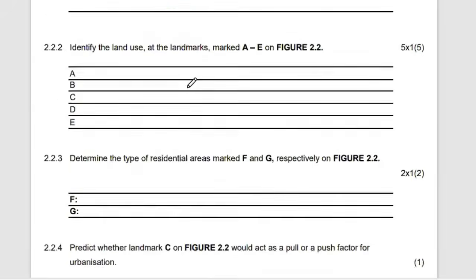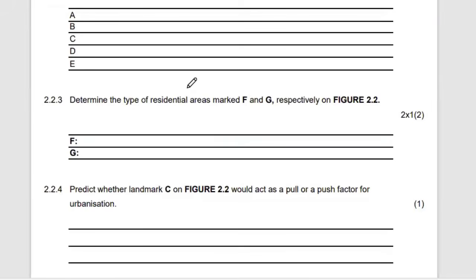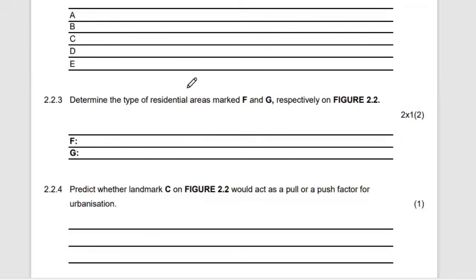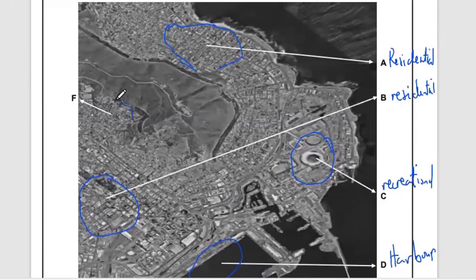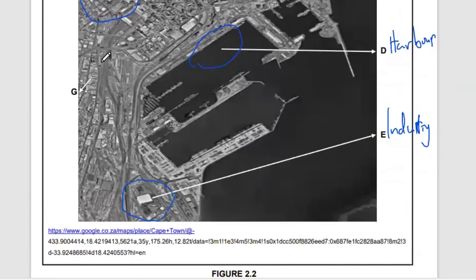Then let's check the next question. It's saying determine the type of residential areas marked F and G, respectively. Those residential areas are different. We want to identify F, and also we want to identify G. At F, this is F. And where is G? G is here.